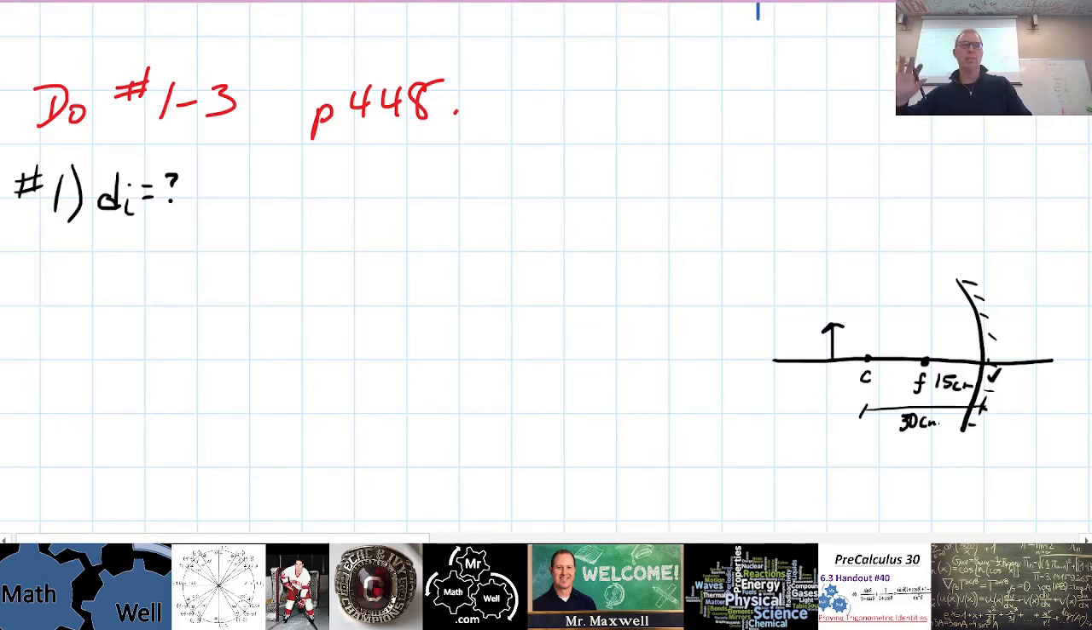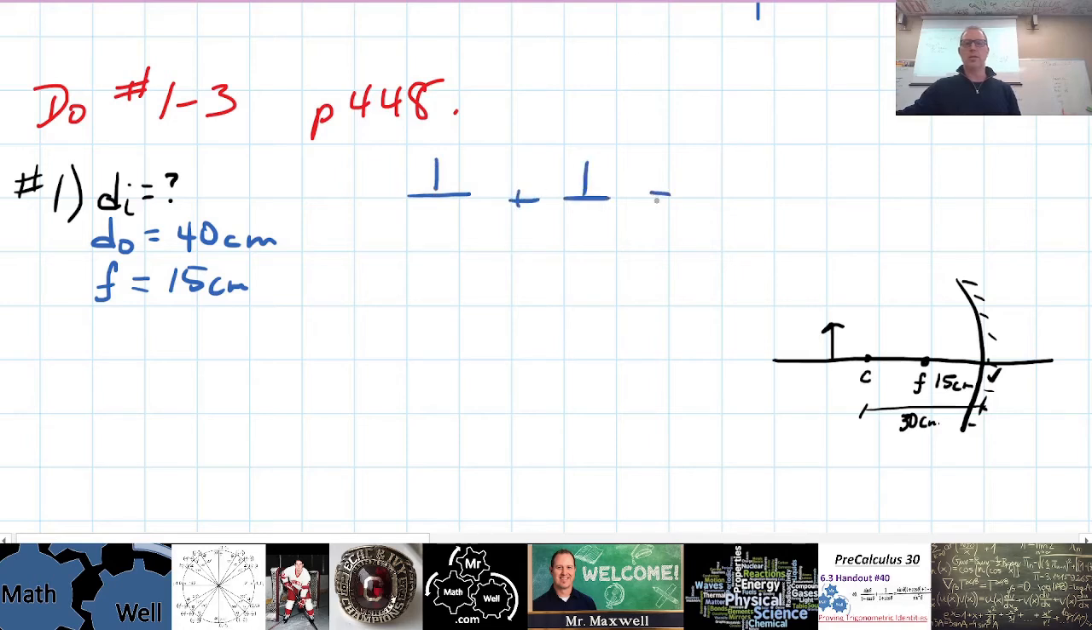So a little diagram might give us some indication of how we should use our sign convention, maybe. So let's see. What are we trying to find out? DI. Do we have DO? Yes, we do. DO is 40 centimeters. Excellent. And do we have F? Because that would be really nice to have so we could use our new equation that we just learned. And F is 15. So what's our equation again? DO, DI, and F.